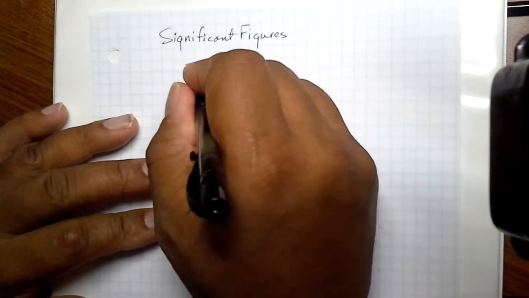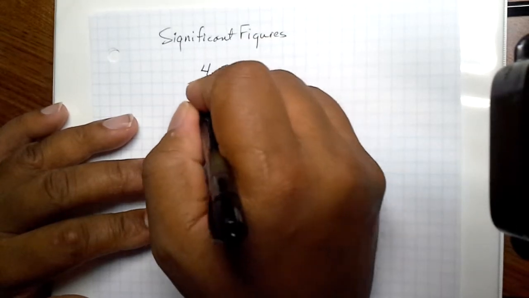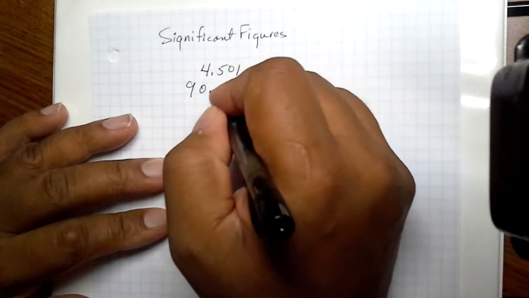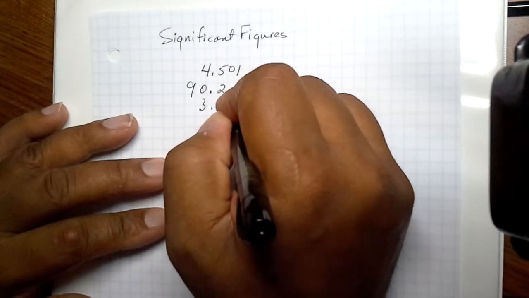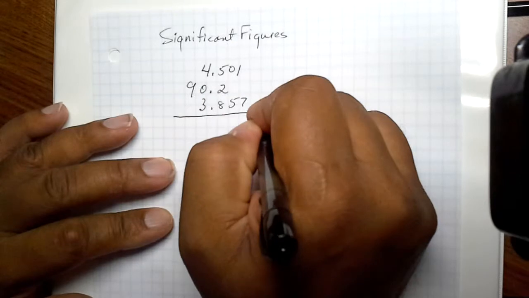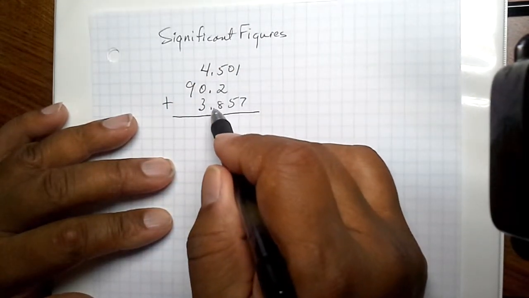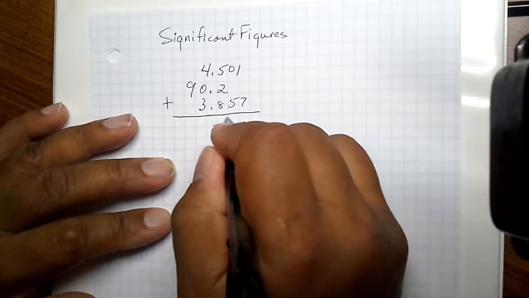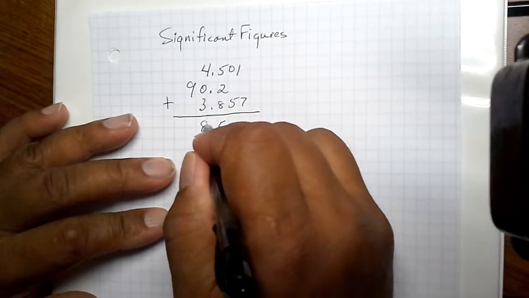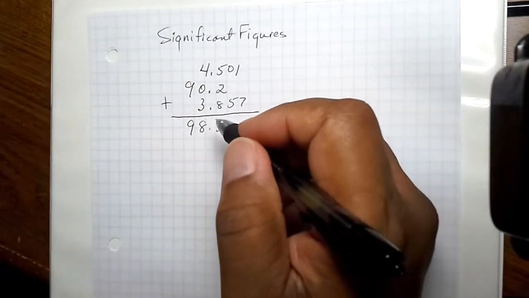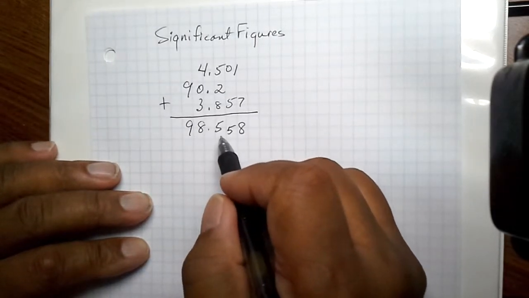For instance, if I have these three numbers, 4.501, 90.2, 3.857, and I were to add them up, we line up the decimals and add this up: 8, 5, 15, carry the 1, 8, and 9. Our answer ostensibly is 98.558.